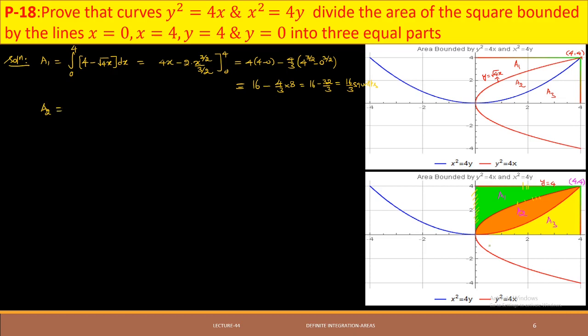So how do we find out these two? A2 is bounded by the red color curve and the blue color curve on the downside, these two curves. Okay, now let me evaluate that integral. So again the limits are from 0 to 4 only. This time the upper curve is root 4x, minus the lower curve y is equal to x square by 4. So this is x square by 4.